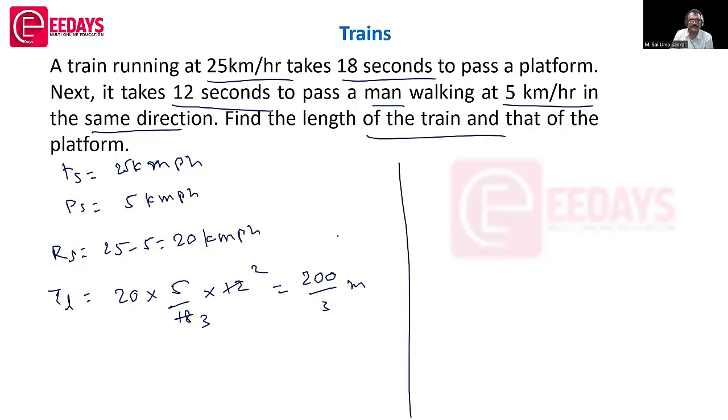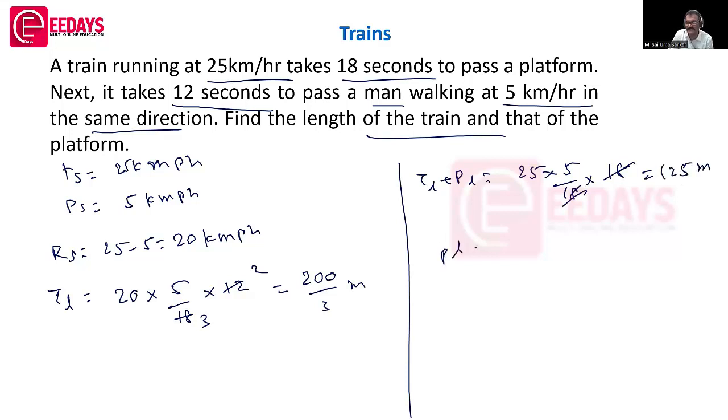length of the train తెలిసిపోయింది. Platform length: train length plus platform length is equal to, what is the train speed? 25 into 5/18 into how much? 18 seconds. Okay. So 18 gets cancelled. This is equal to 125 meters.